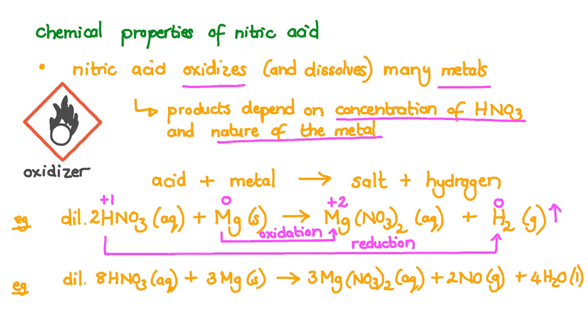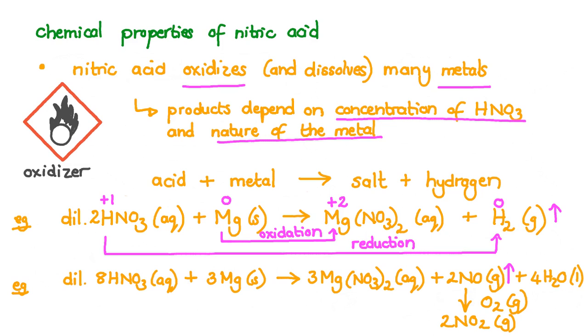Here is the equation for the competing reaction. Again, we have dilute nitric acid reacting with magnesium and forming the same salt, magnesium nitrate. However, there are two different products other than hydrogen in this case: NO, which is nitrogen monoxide, and water. Nitrogen monoxide is commonly referred to as nitric oxide. It is given off as a gas, and this gas is colorless. Magnesium in this reaction undergoes the same oxidation as in the previous reaction.